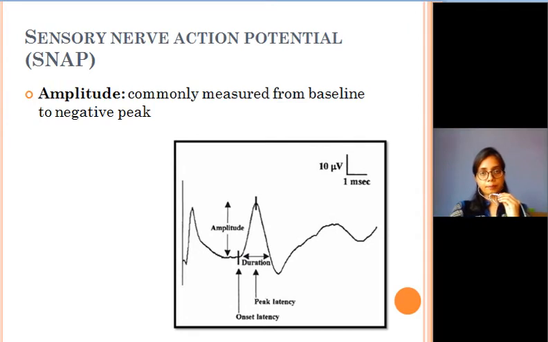Then we have the amplitude. The amplitude is basically measured from the baseline to the negative peak, as this represents the amplitude from the baseline to the negative peak.